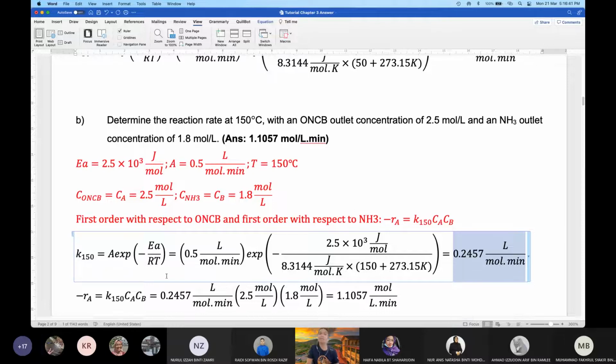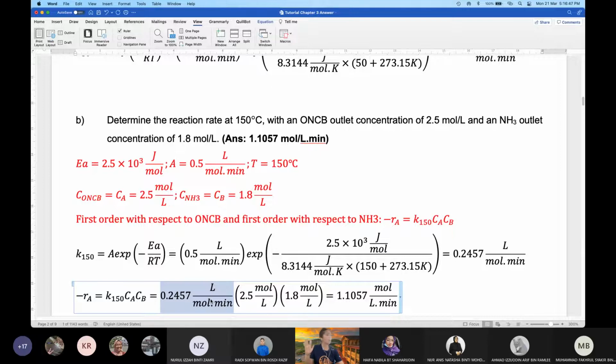Alright, so now we can calculate minus RA, it's straightforward. K, we calculated 0.2457, K at 150. Then CA is given as 2.5, no need to calculate, it's given. CB is 1.8, it's given, no need to calculate. We don't need to calculate, we just replace into the equation. So now you get your minus RA as 1.1057 mole per liter minute.